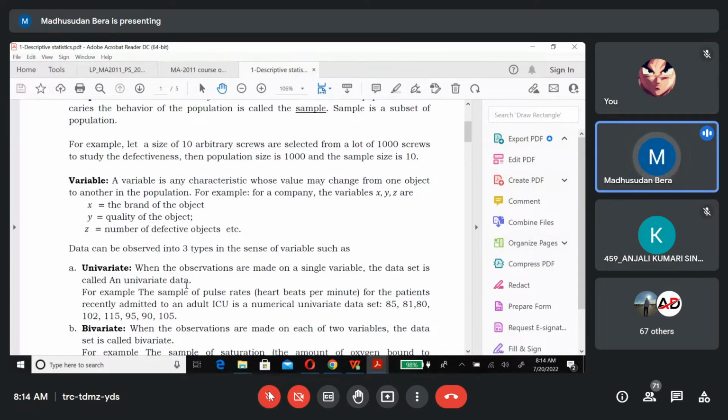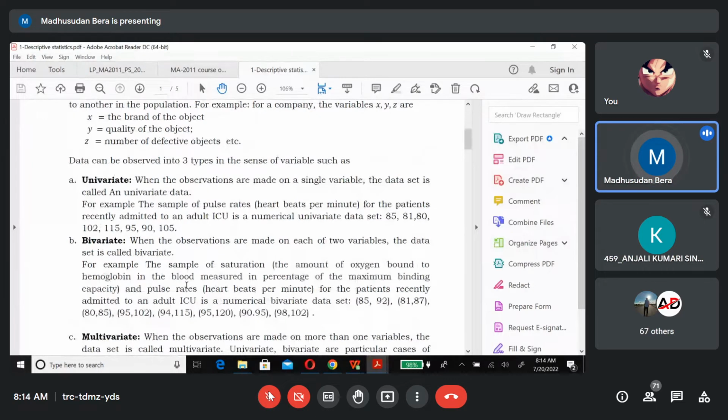And multivariate means more than one. Bivariate we can also include in the multivariate case, but most of the time we will use two variables. That's why bivariate is written here. But mainly there are two types: univariate data and multivariate data. Univariate means the data is collected on only one variable. If it is more than one, then it is multivariate.